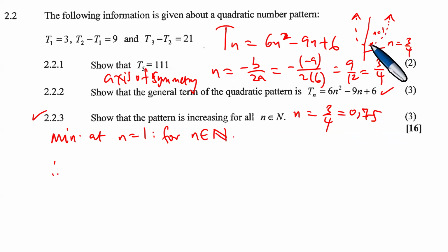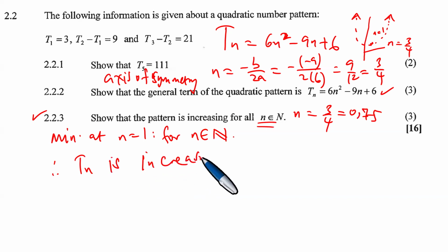the function will be an increasing function there. Right, so show that the pattern is increasing for all n. And therefore we're able to see that the function is increasing. So Tn is increasing for n in the natural numbers. Okay, so we have exactly that there. And we continue to look at the next question.